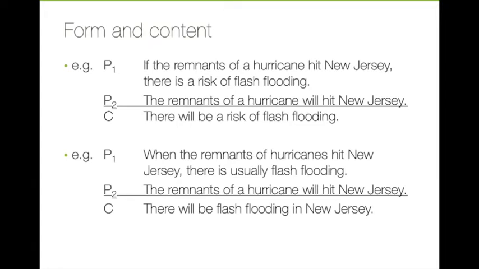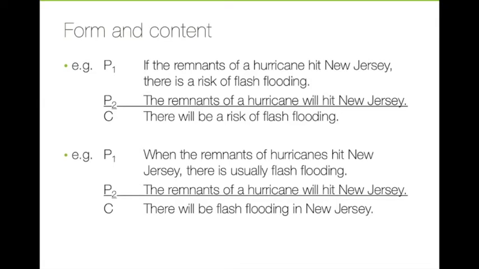You might remember that in the last lesson we looked at these two arguments on the same topic, the first inductive and the second deductive. So the first went, if the remnants of a hurricane hit New Jersey, there's a risk of flash flooding. The remnants of a hurricane will hit New Jersey, there will be a risk of flash flooding. And the second one went, when the remnants of hurricanes hit New Jersey, there is usually flash flooding. The remnants of a hurricane will hit New Jersey, there will be flash flooding in New Jersey.